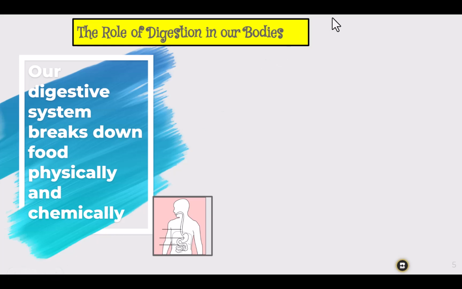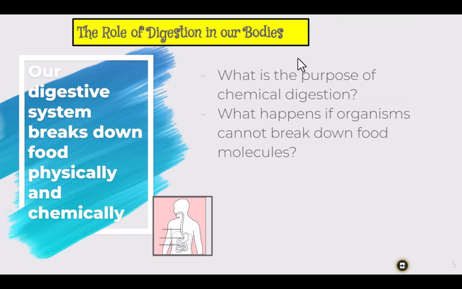So, where does this breakdown begin? Remember, the breakdown begins in our digestive system. Our digestive system breaks down food physically and chemically. We want to focus more on the chemical part of digestion, especially during 8th grade. So, what is the purpose of chemical digestion?